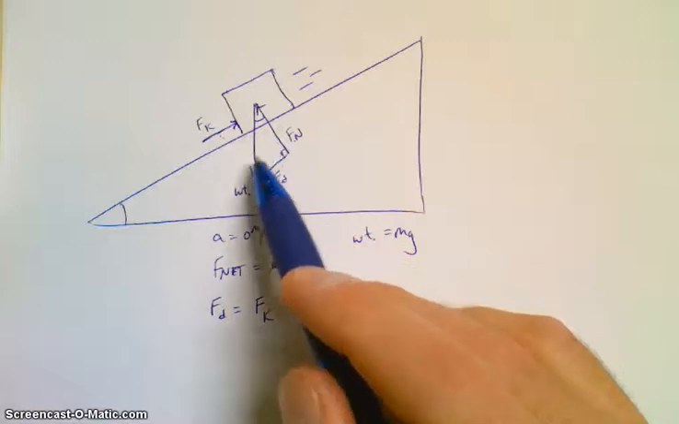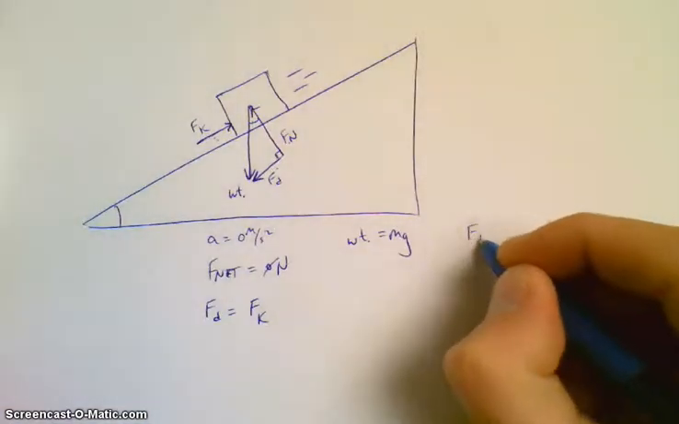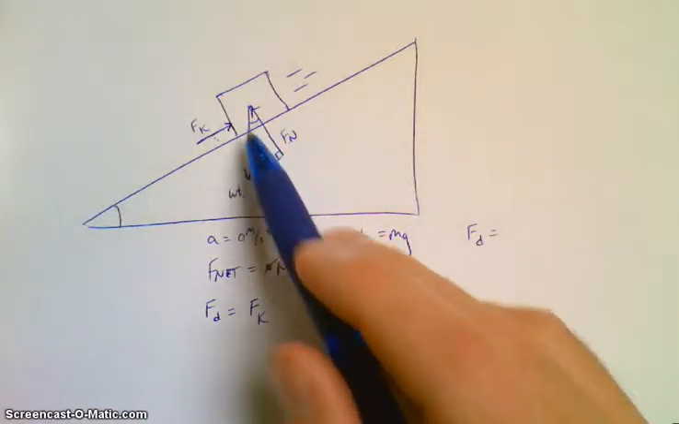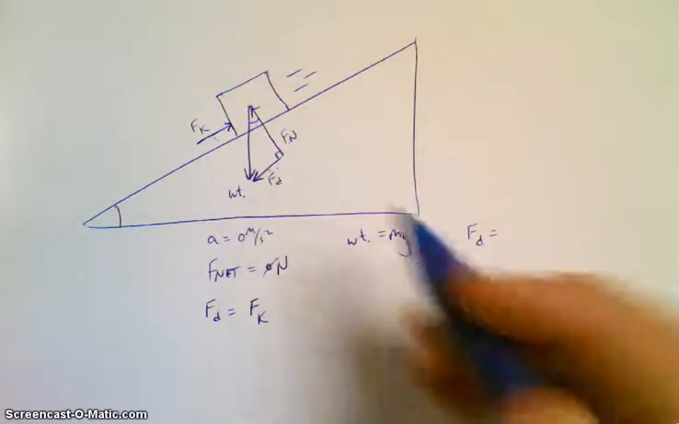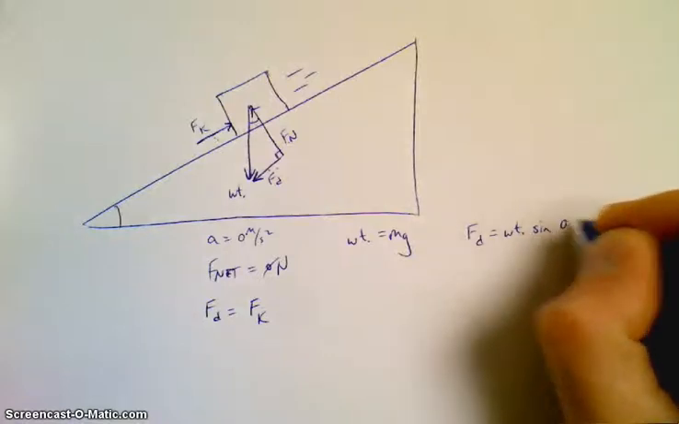This is the hypotenuse. What trig function am I going to use to solve for FD? FD, folks. It's the opposite side, so I'm going to be using the sine. So it's the sine of the weight. So it's weight sine theta for FD.